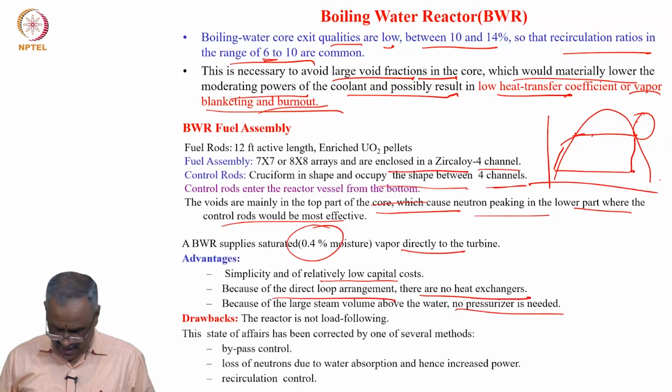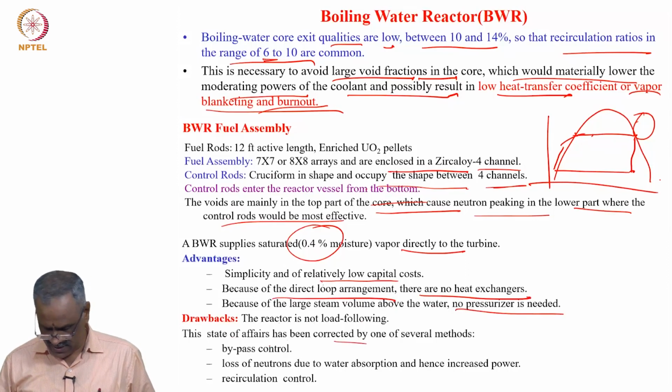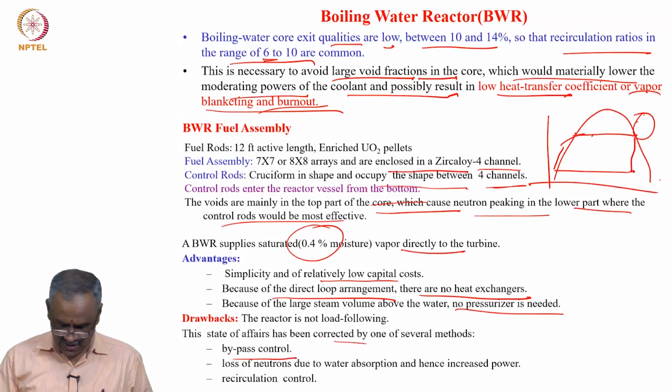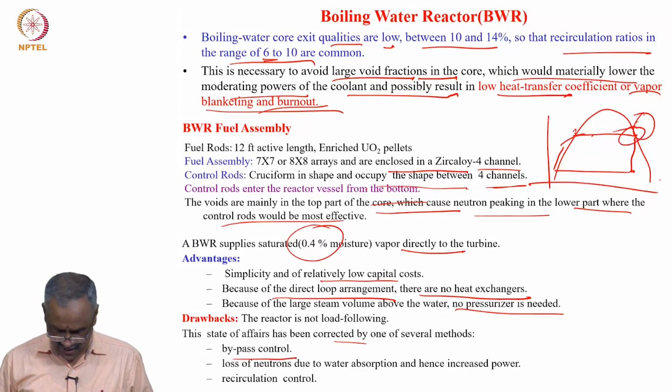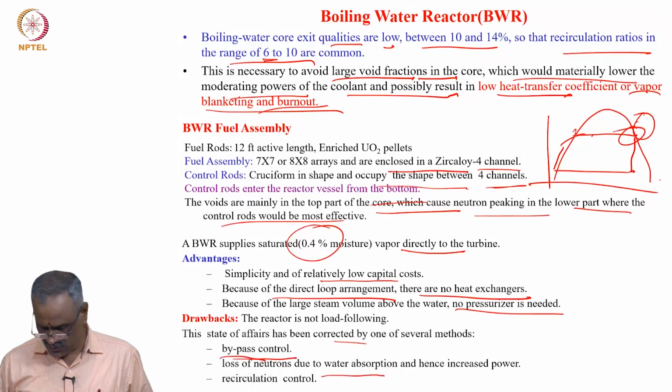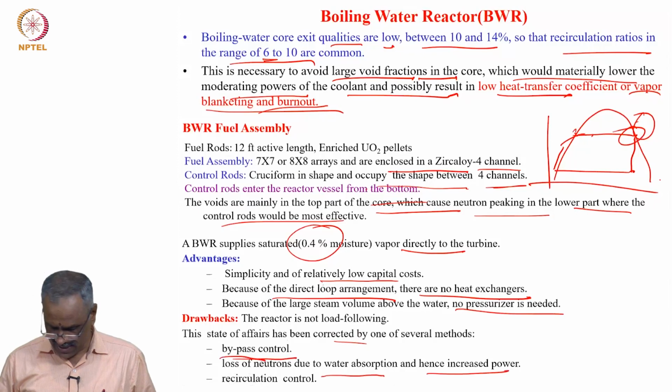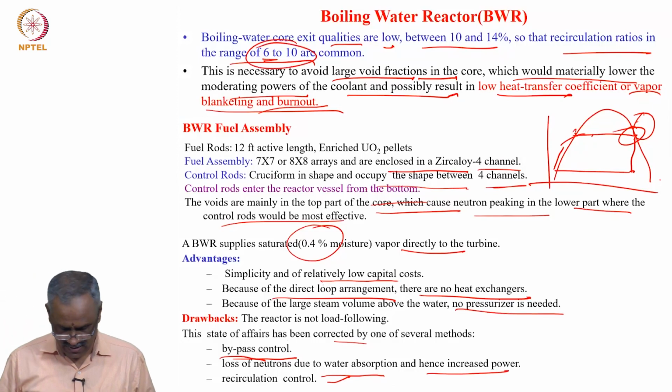that the reactor is not load following, because this is bypass control. The meaning of this is that, to get the required level of steam, it needs to be recirculated. So, it needs to be corrected in such a way that this bypass control is required, and there is loss of neutrons due to water absorption, hence the increased power, and recirculation control is a problem, because I just mentioned that you need to recirculate 6 to 10 times. So, therefore, there is a drawback of that.